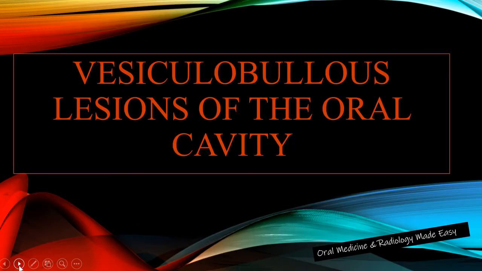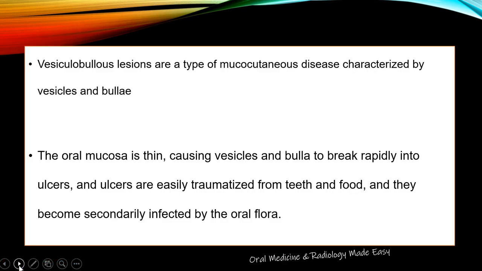In this lecture, mainly focusing on the vesiculobullous lesions of the oral cavity, its introduction and classifications. So what are vesiculobullous lesions? Vesiculobullous lesions are a type of mucocutaneous disease characterized by vesicles and bullae. So what are mucocutaneous diseases? The diseases affecting the mucous membrane as well as skin are called mucocutaneous diseases.